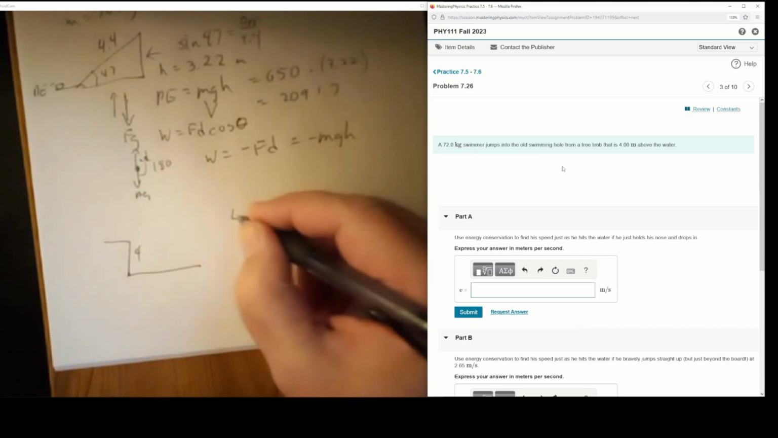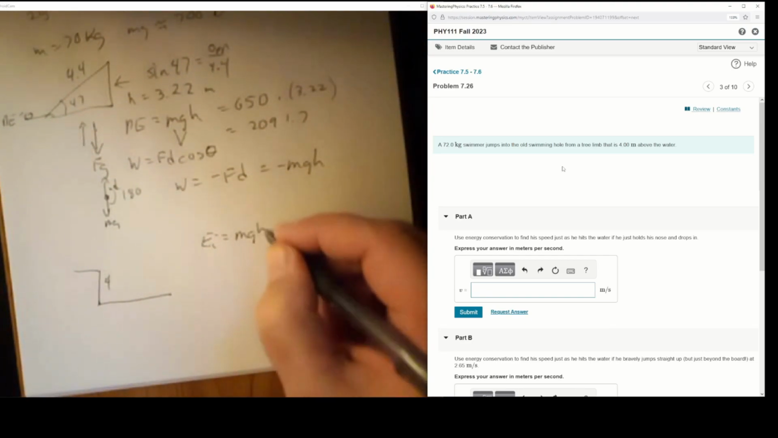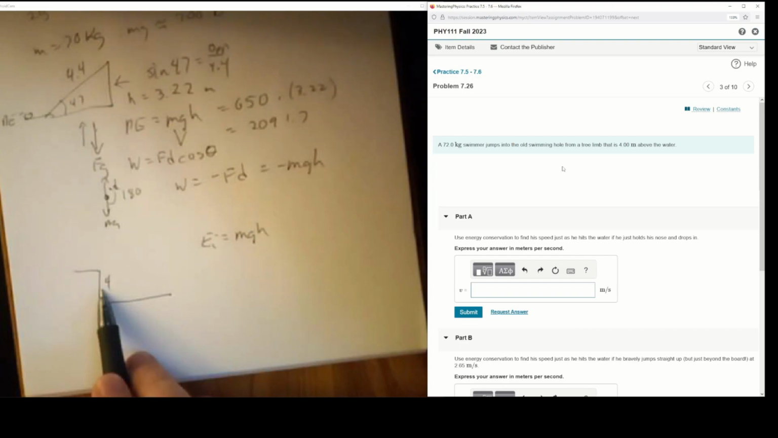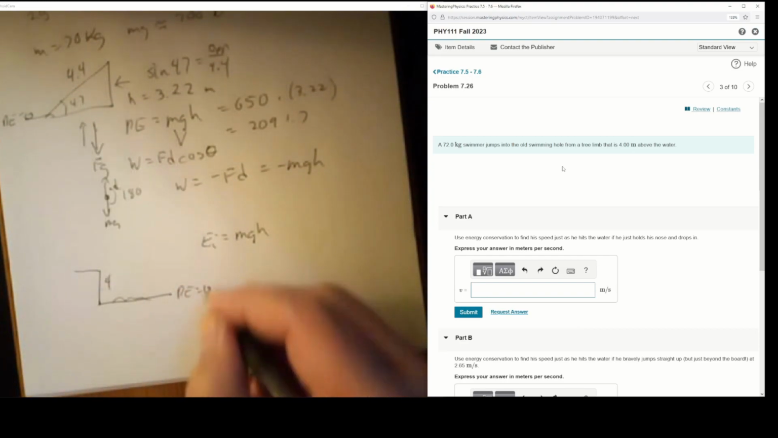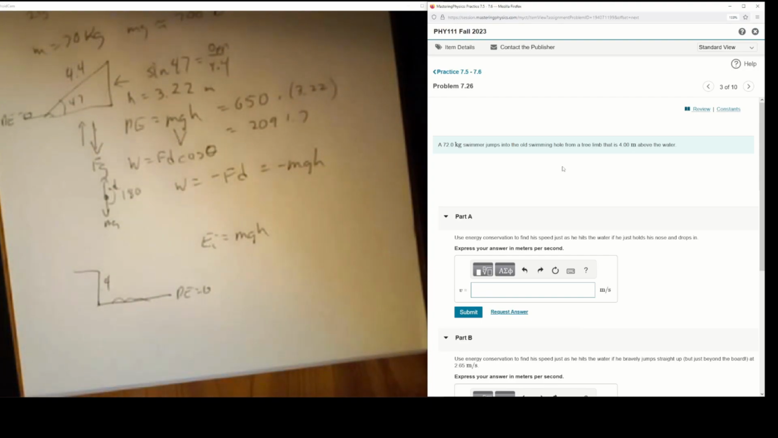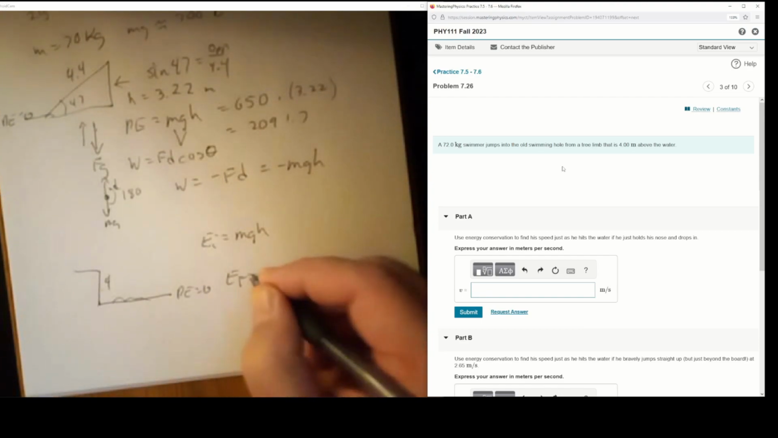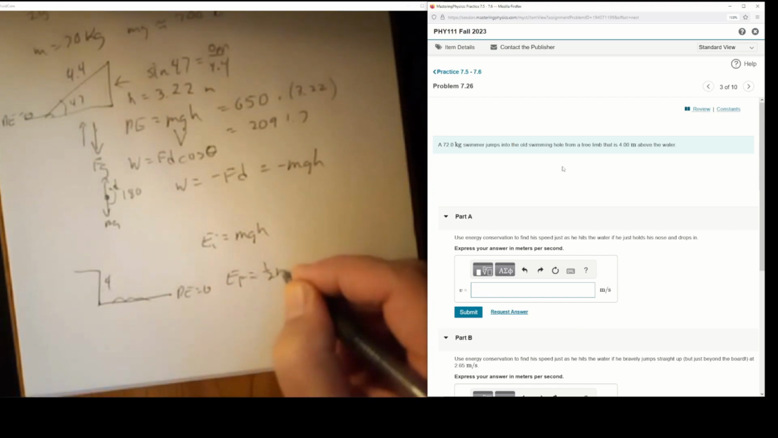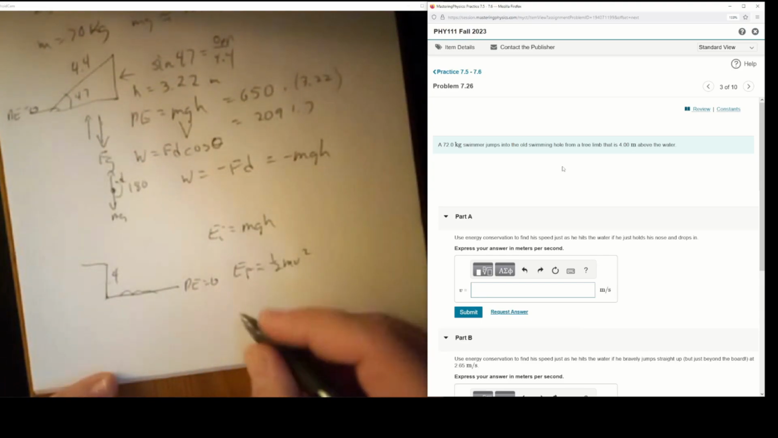Well, initial energy is all gravitational. You're above the ground. mgh, h here being 4. And then when you hit the water, we'll call this where the zero potential is. So when you hit the water, all your gravitational potential energy is gone, converted to kinetic. So our final being 1/2 mv squared. And conservation of energy says initial has to equal final.